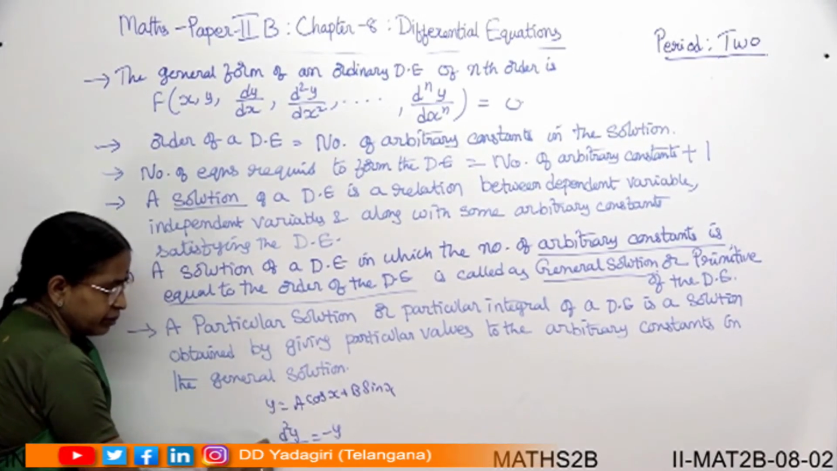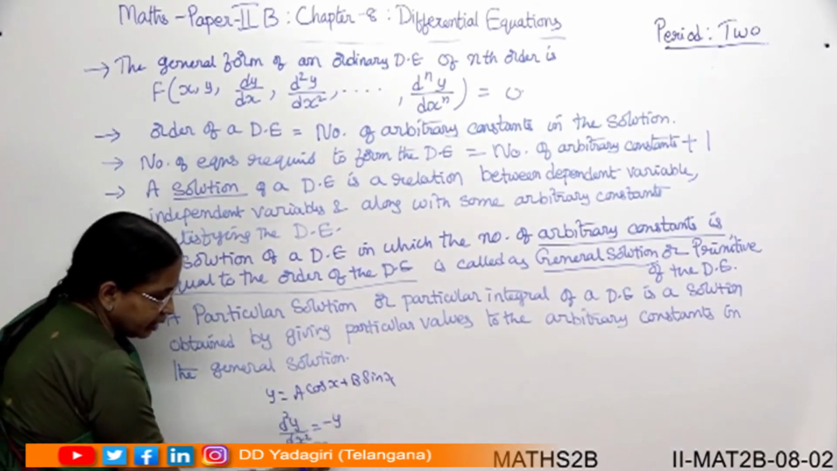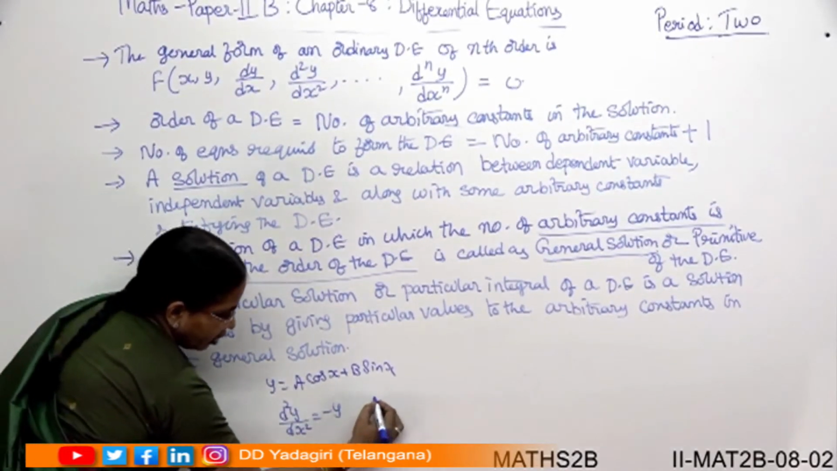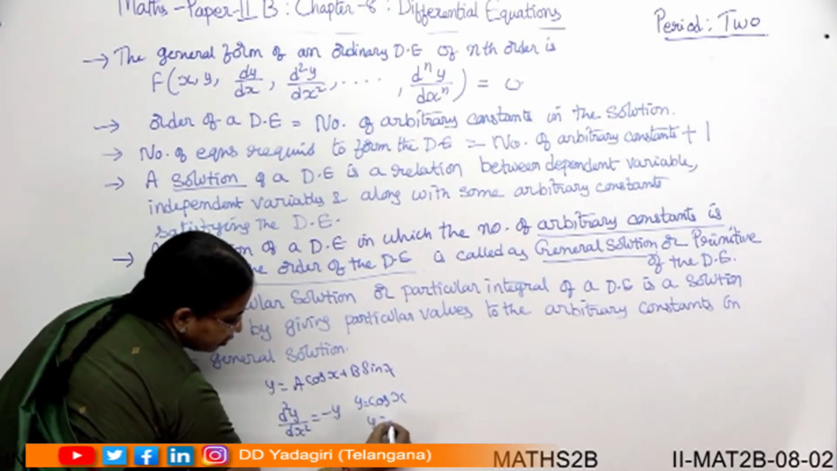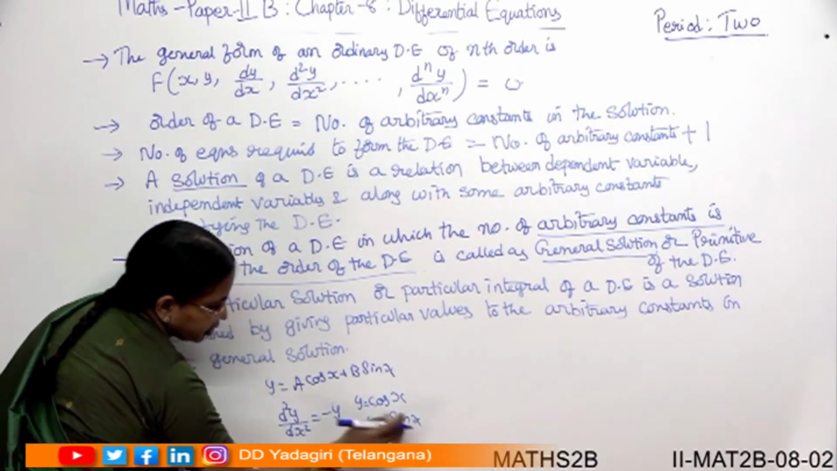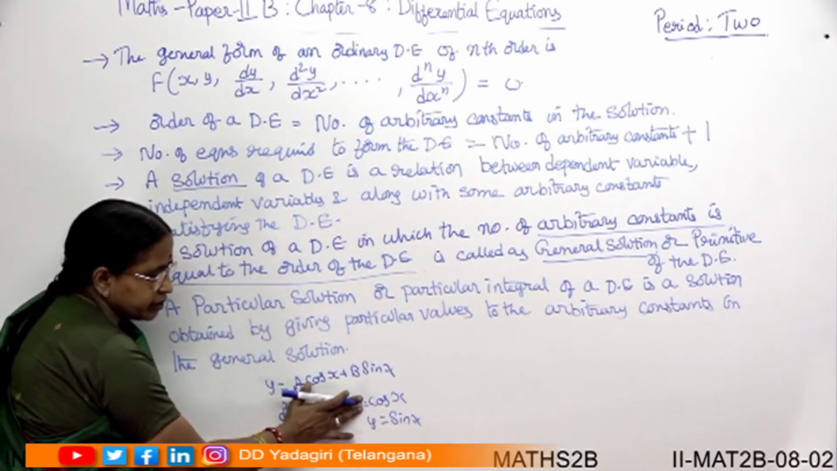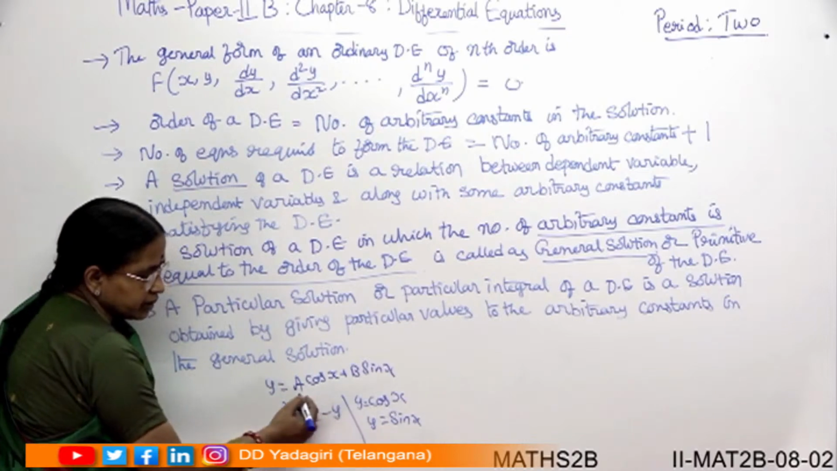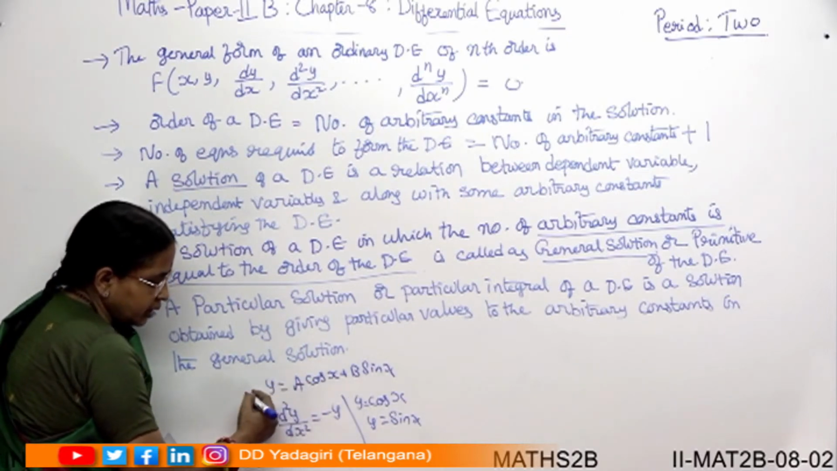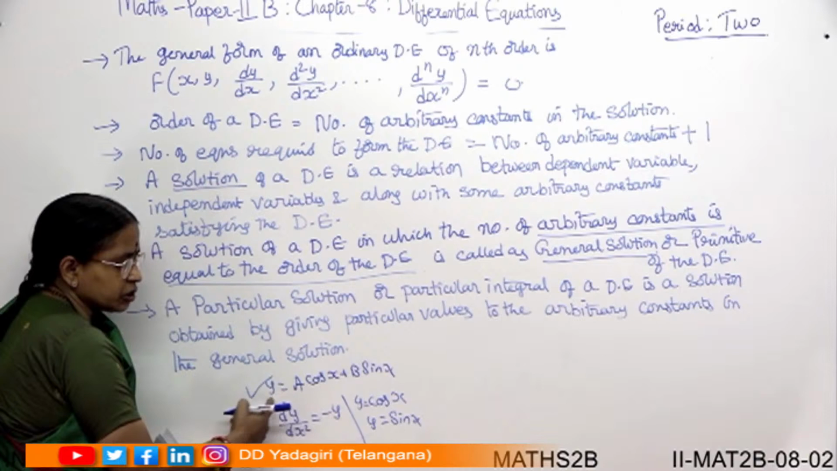Actually, for d square y by dx square is equal to minus y, y is equal to cos x is a solution and y is equal to sin x is also a solution. These are two different solutions. By combining these two solutions with arbitrary constants, it becomes the most general solution.